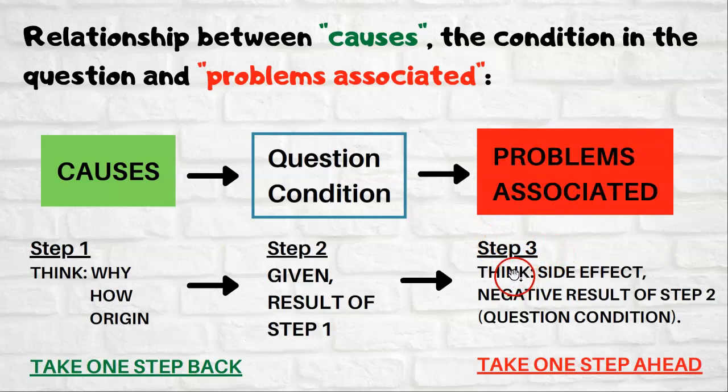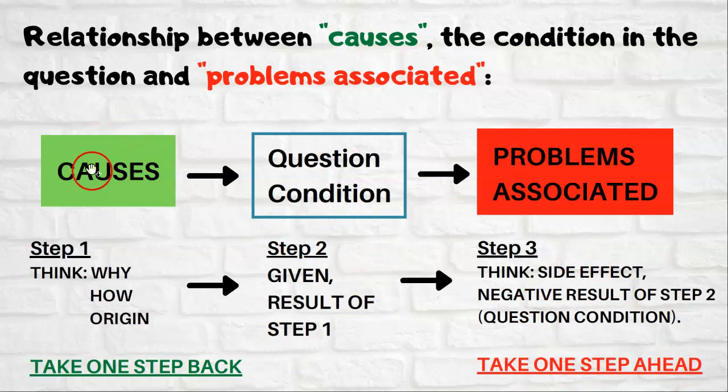In order to answer for what are the problems associated, you need to think of the keywords side effect, negative result of step 2, which is the question condition. So problems associated is step 3. And to make it clear, you need to take one step ahead of what is given in the question.